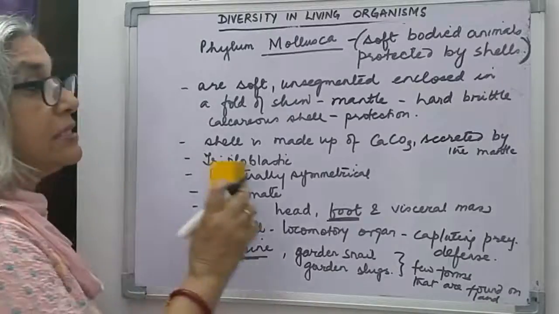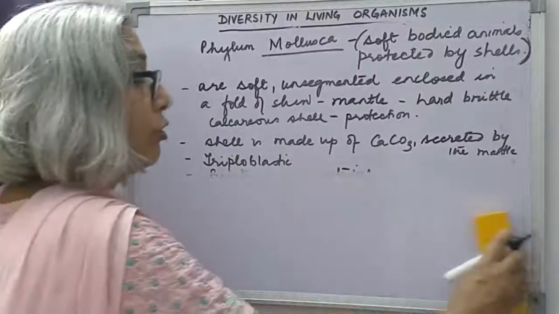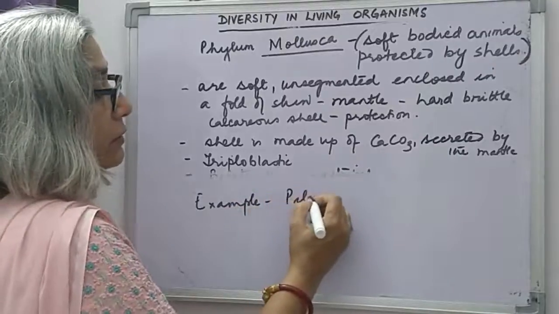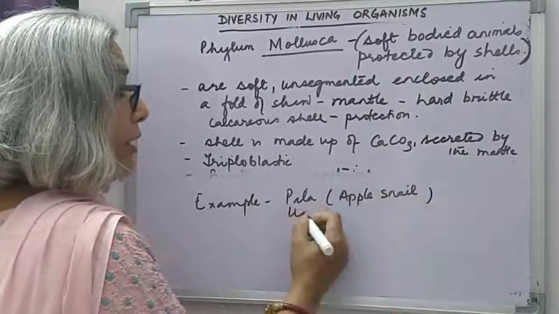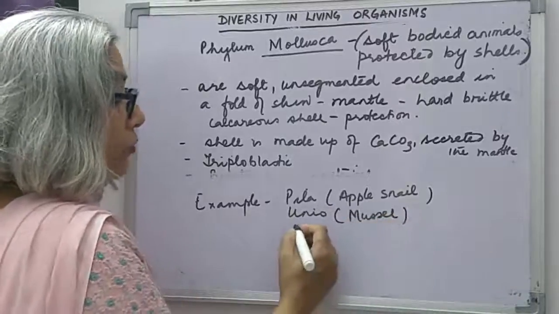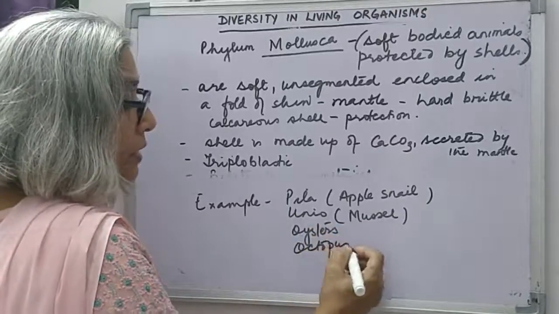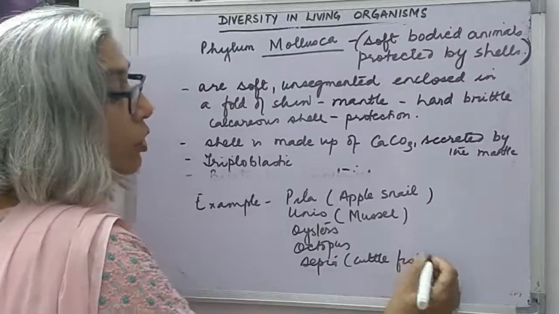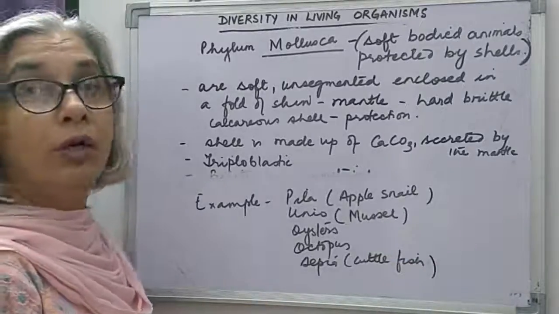Now other examples of the mollusks are pila, which is commonly called apple snail. Then we have unio, which is freshwater mussel. Then we have oysters, pearl oysters, octopus, sepia, that is the cuttlefish. All of these are marine, found in sea. So this is about mollusca.